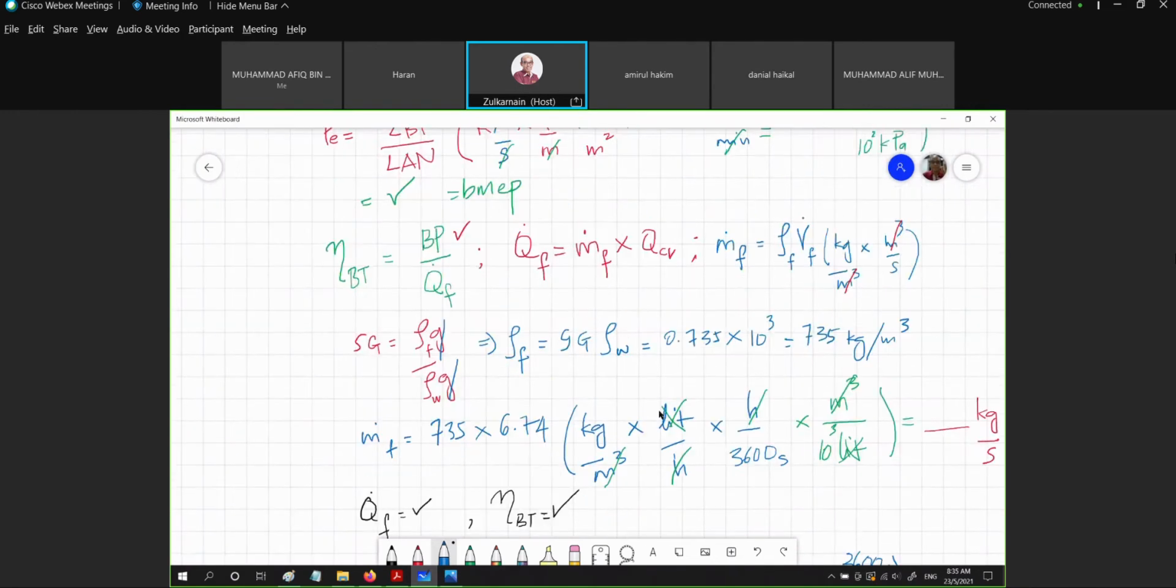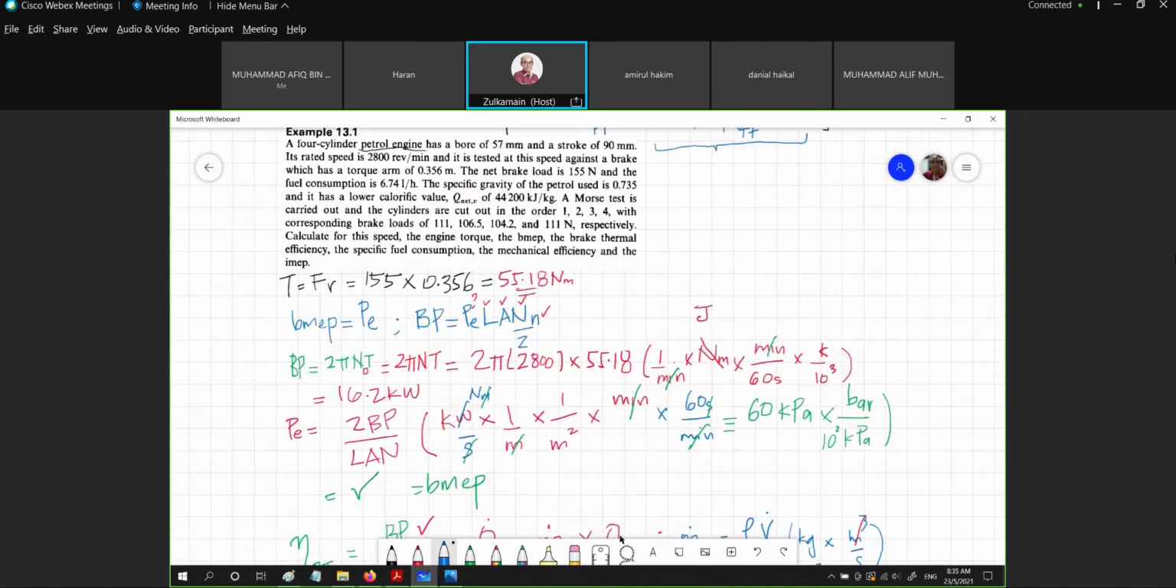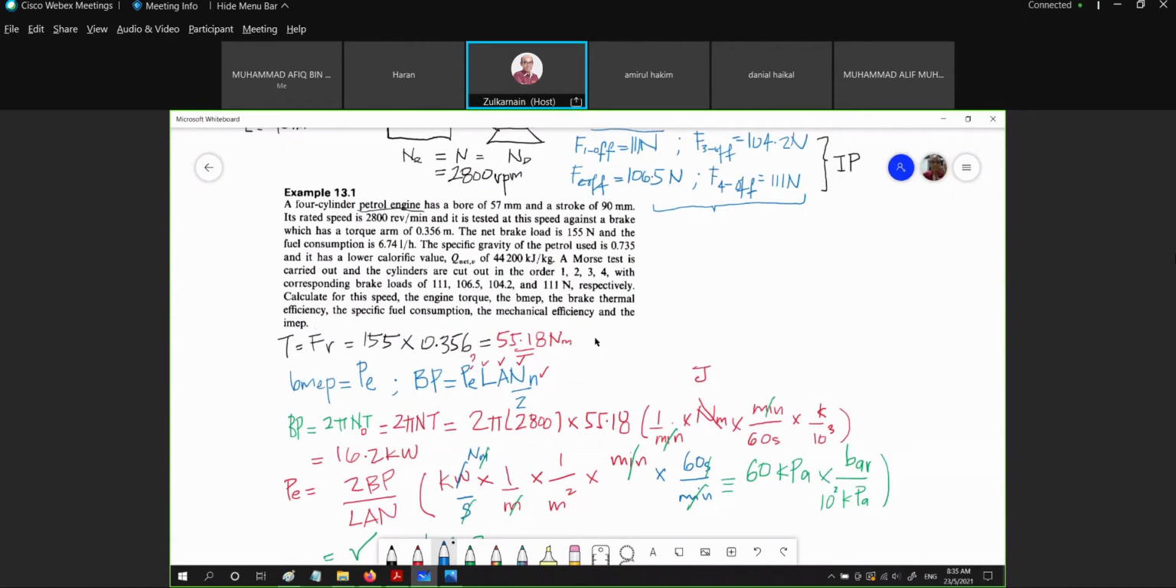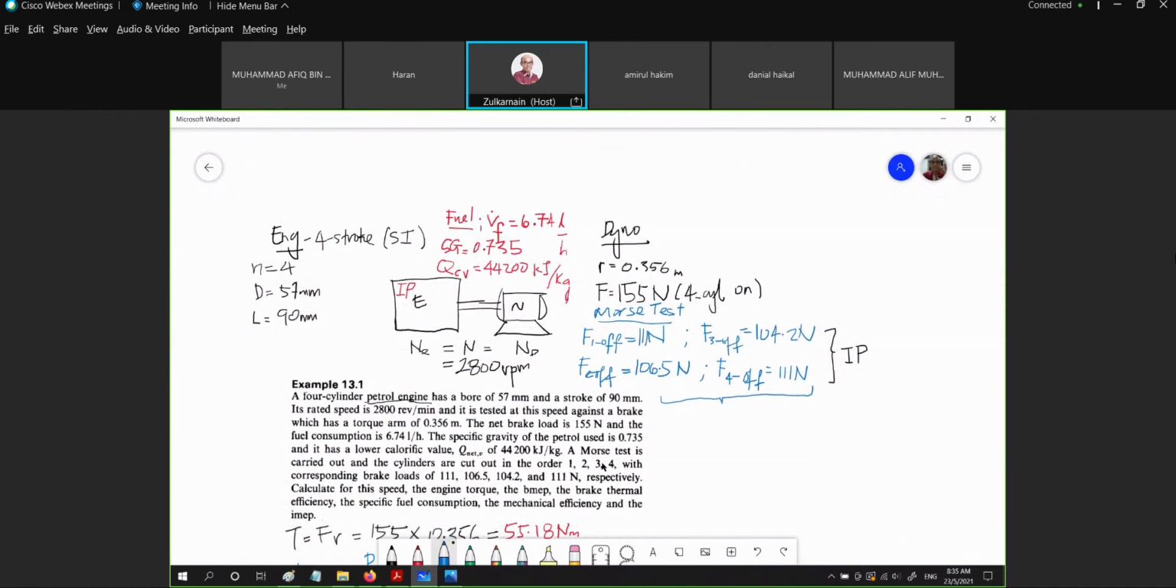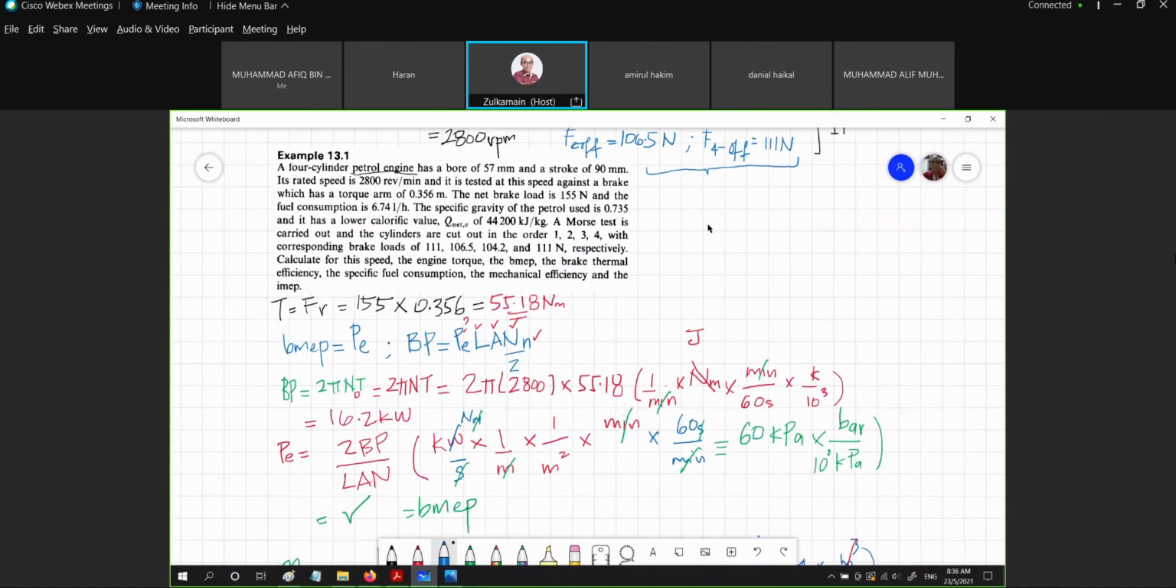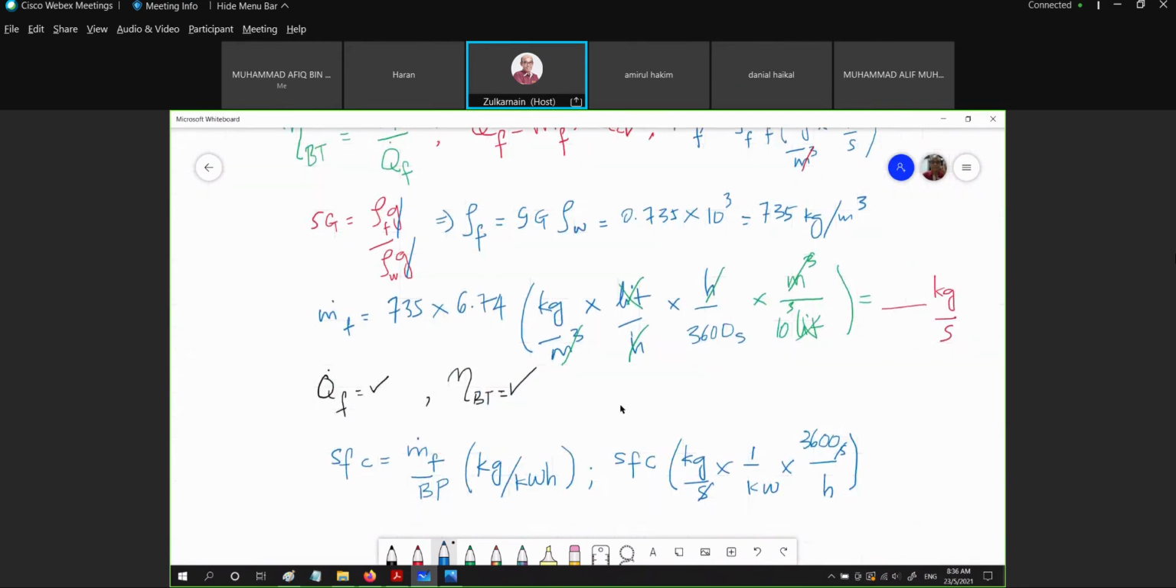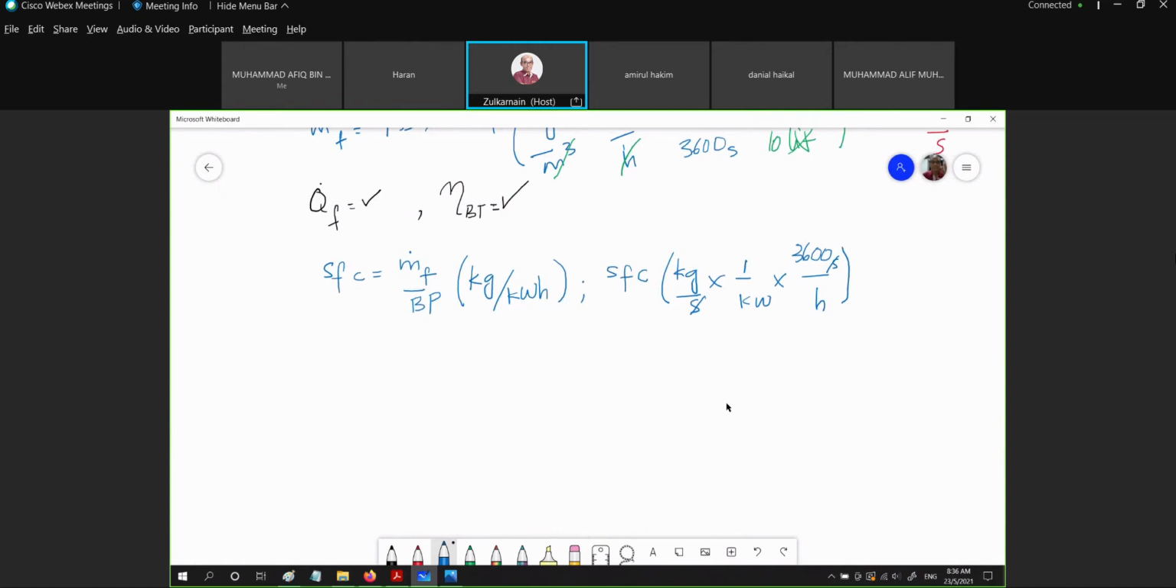Tak ada. Okay. Kalau tak ada, the next thing is to get the mechanical efficiency. Apakah mechanical efficiency in this case? The mechanical efficiency is how efficient is the IP to be converted to BP. Jadi kita akan lihat di sini, bandingkan IP dengan BP, the IP is always greater than the BP lah. Jadi kita akan dapati takrifan yang kita dah baca berkenaan dengan mechanical efficiency. This is our mechanical efficiency, which is equal to the brake power divided by IP.